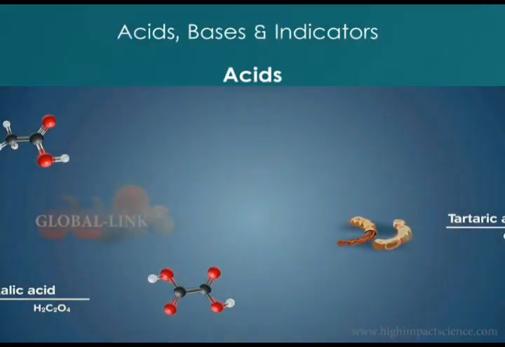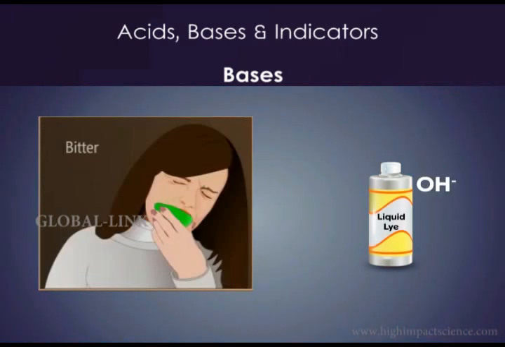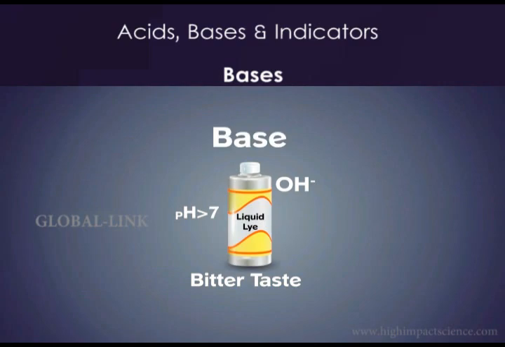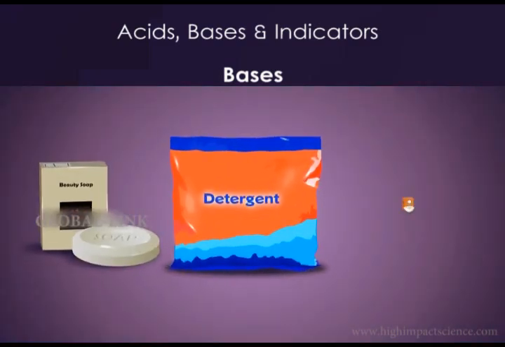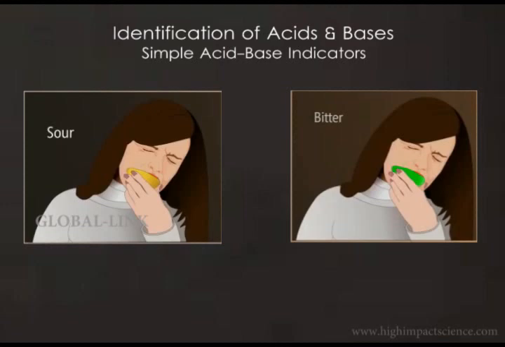Acids can usually be identified as sour-tasting substances. We also find substances that have a bitter taste. These substances are called bases. Soaps, detergents, and baking soda are some common bases. Identification of acids and bases in the laboratory cannot be done using the testing method.